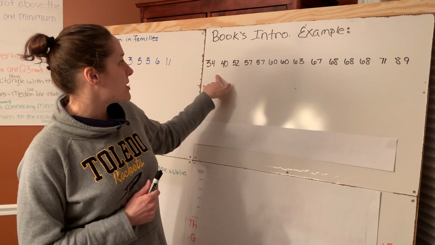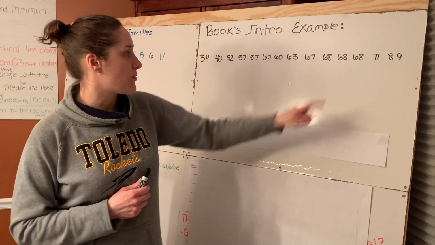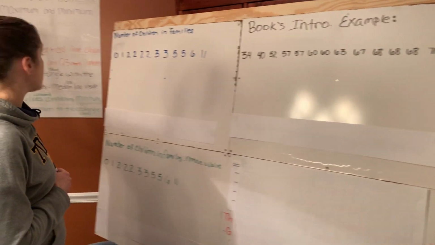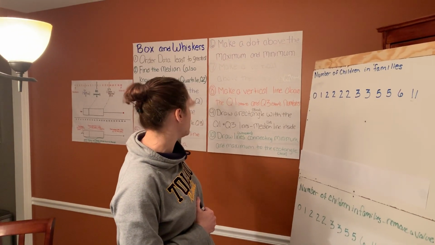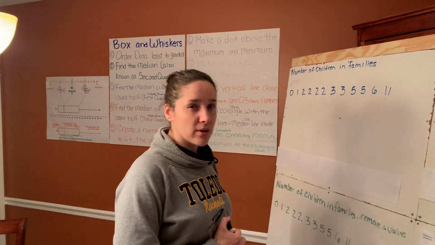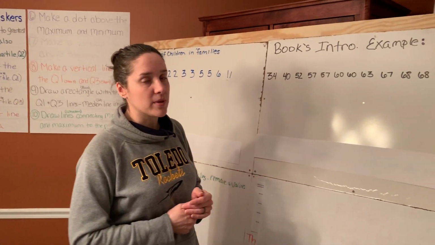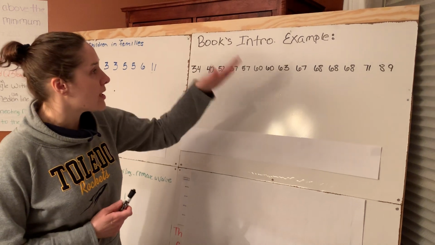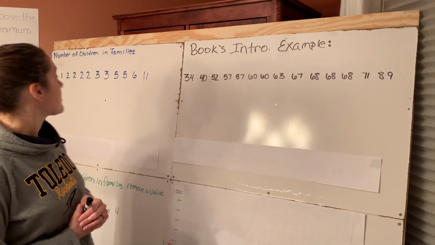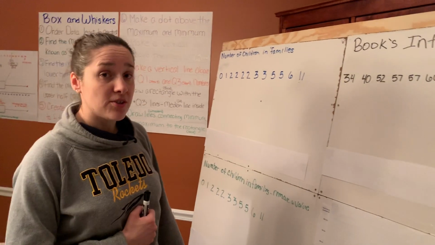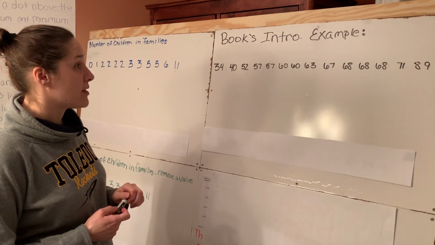Now you're going to notice that I already have the data in order from least to greatest, and that is step one on our steps: make sure you have the data in order from least to greatest, just like when we were doing the median. So already ordered least to greatest. Step two is to find the median, like what we were doing in the previous weeks.